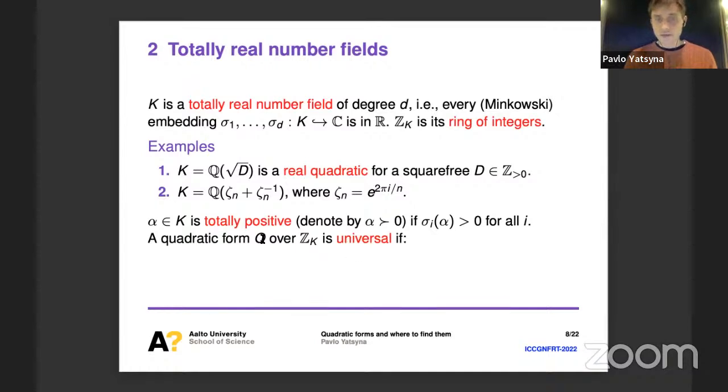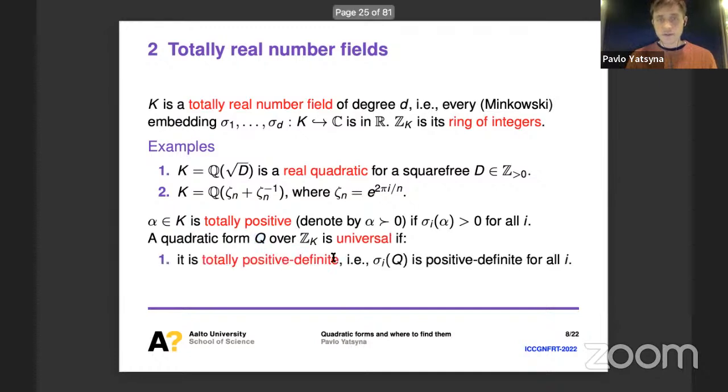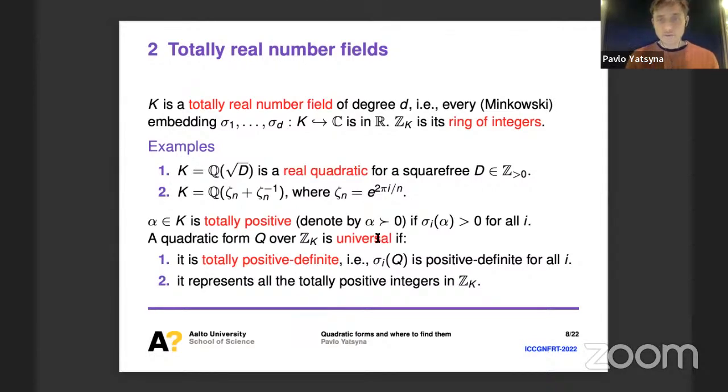So we say that our quadratic form is universal over Z_K. First of all, we want it to be totally positive definite, by which we mean that when we take our matrix Q, or our quadratic form Q, under each embedding, it's a positive definite quadratic form. And this makes sense because each of our embeddings is into real numbers. So our quadratic form has to be totally positive definite, and throughout the talk, all the forms are going to be totally positive definite. And finally, we want our form to be universal. We want it to represent all the eligible integers, so all the totally positive integers.